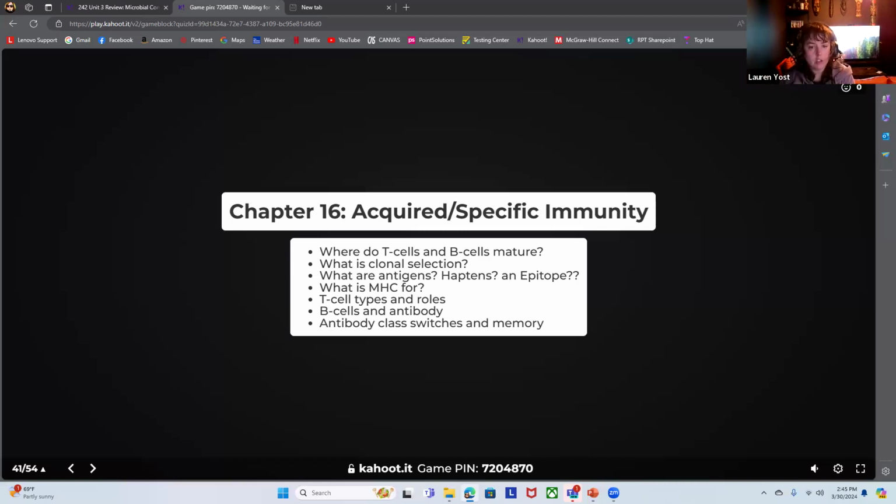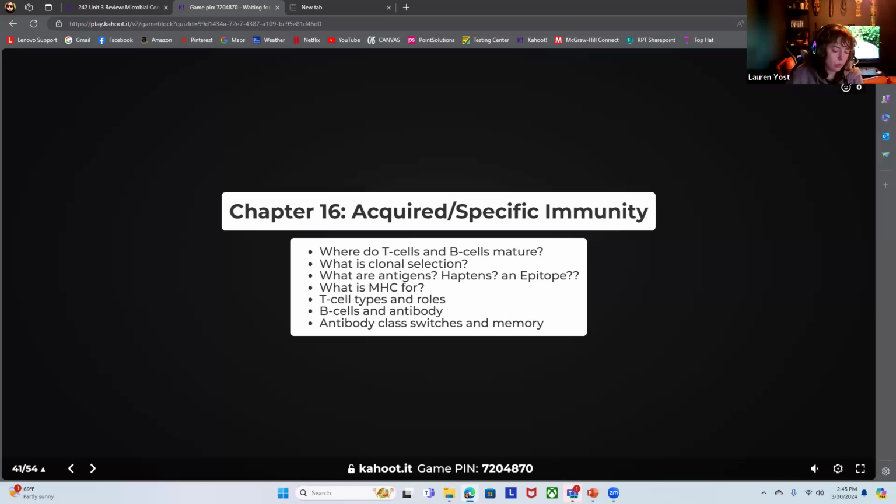What are antigens? Anything that the immune system can have a response to. Haptens are things that are too small for there to be a response to, essentially. There has to be some sort of carrier to help react to it. And then an epitope is the part of the antigen that the antibody recognizes. Like we were saying, if this is the antigen on the surface of some sort of bacterial cell, the antibody might just react with this one part of it. That's the epitope.